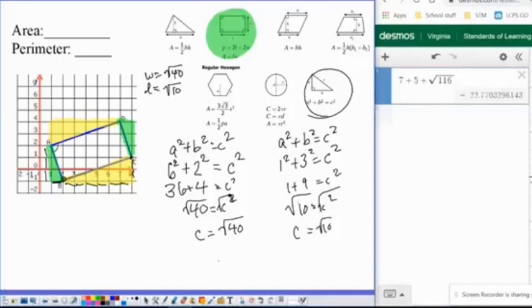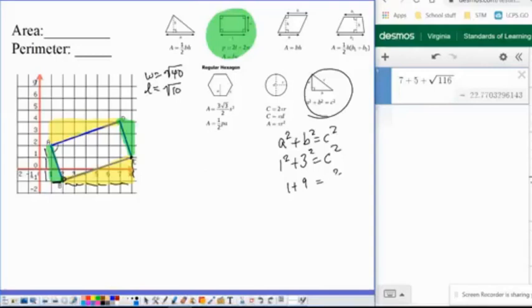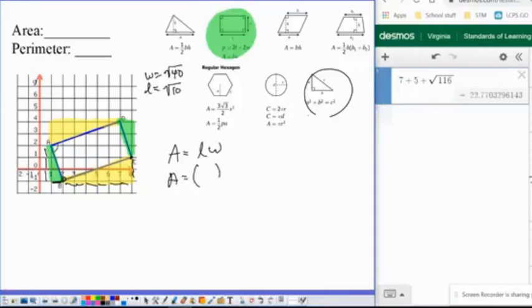So now I know what the width and the length are, and I can get rid of my Pythagorean theorem work, and I could actually figure out what the area and perimeter are. So the area is going to be relatively easy. The area is going to be the length times the width. And that's going to be the square root of 10 times the square root of 40.